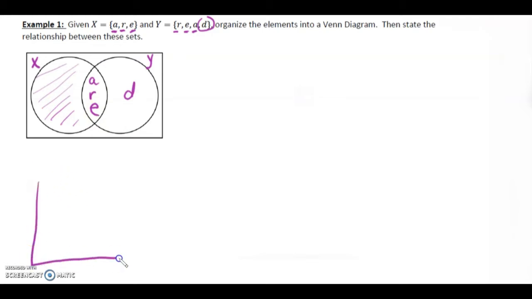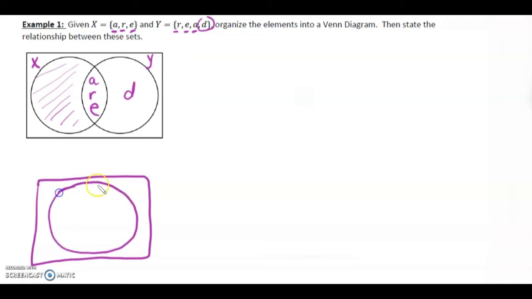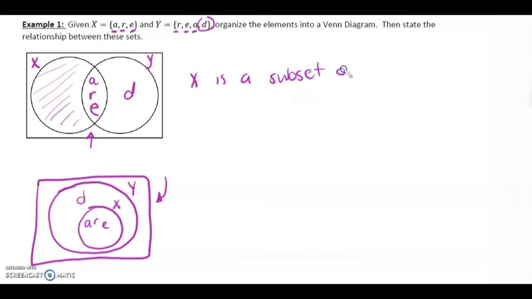If we think about this, we could also draw a big circle to represent Y and a smaller circle to represent X, and write D, A, R, E. We can do it this way, which is not as common as the first way of drawing a Venn diagram, because every single element in X is also in Y. So X is a complete subset of Y. We can say X is a subset of Y.